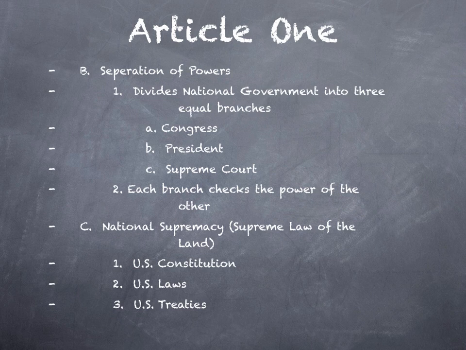Another principle that's enshrined in the U.S. Constitution is the supremacy of national law. The national law, that is the supreme law of the land, is comprised of 3 different and distinct things. The United States Constitution makes up part of the supreme law of the land. U.S. laws also, and then U.S. treaties are also binding on all the states. So the supreme law of the land is really 3 things: the Constitution, the laws of the U.S., and the treaties that we sign.